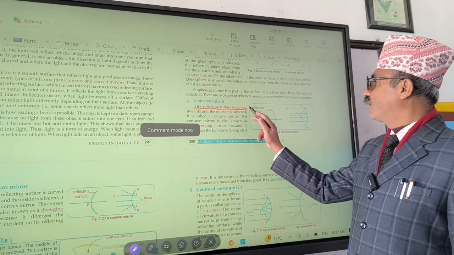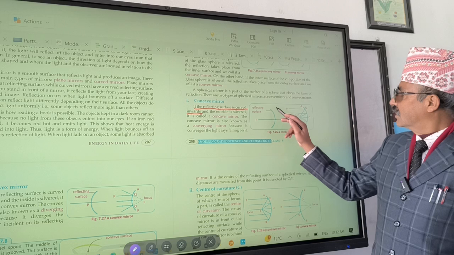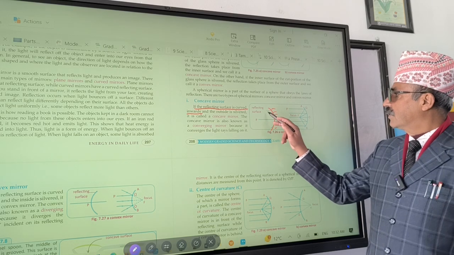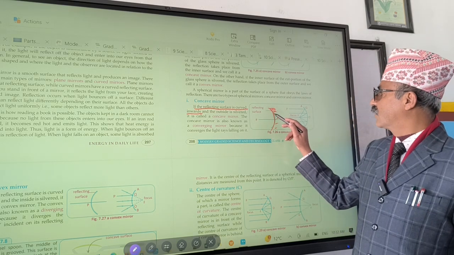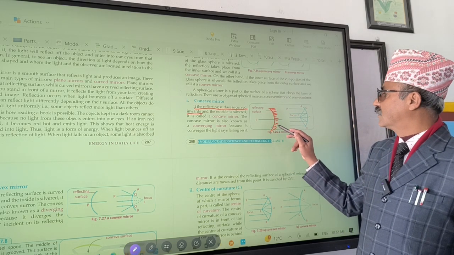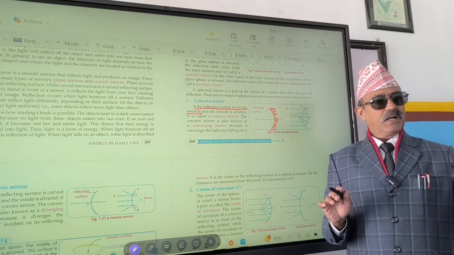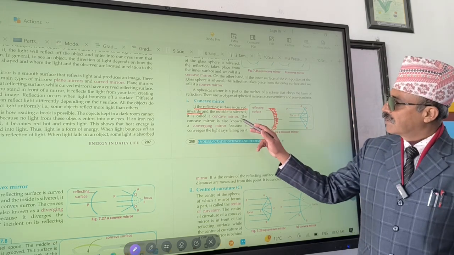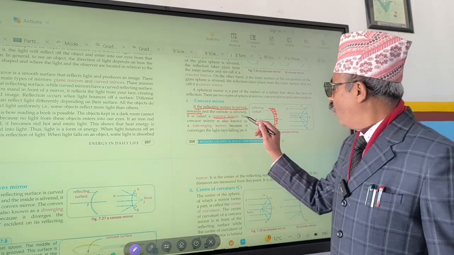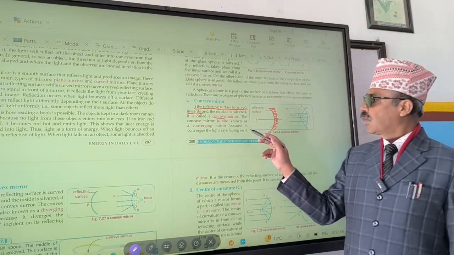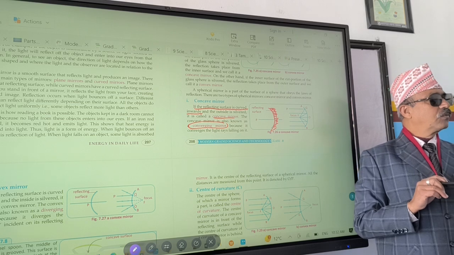If the reflecting surface is curved inward like this, right? Here, curved inward. That type of mirror, and the outside is silvered. Outside is silvered, coated, painted. One side is the reflecting part, the next side is painted. Such a type of mirror is called what? Concave mirror. And what is the other name of concave mirror? Converging mirror. Concave mirror is also called converging mirror.